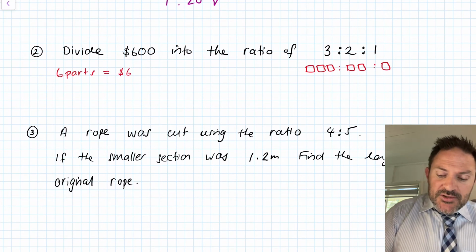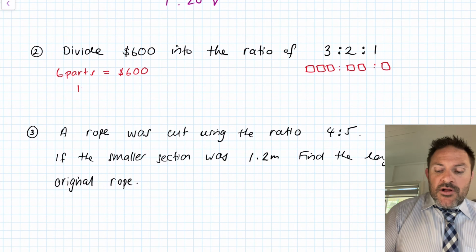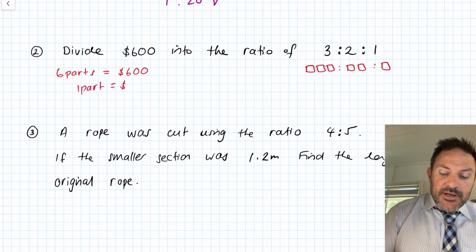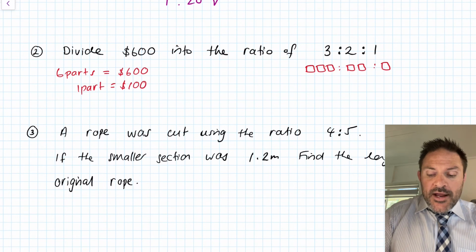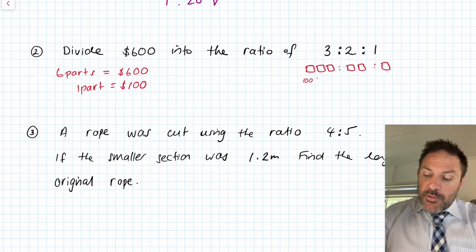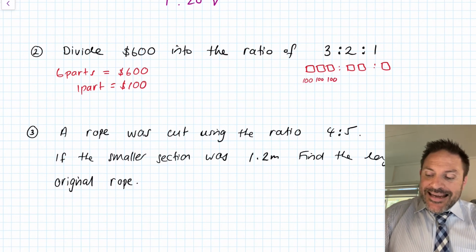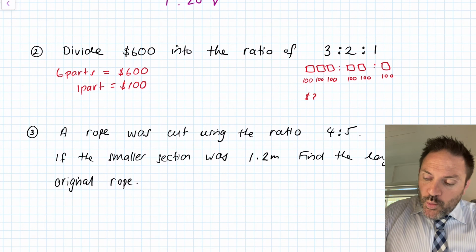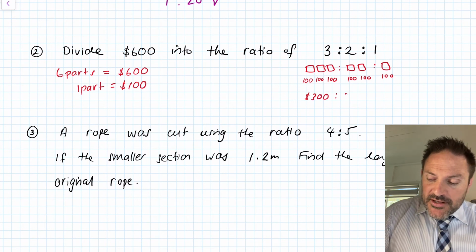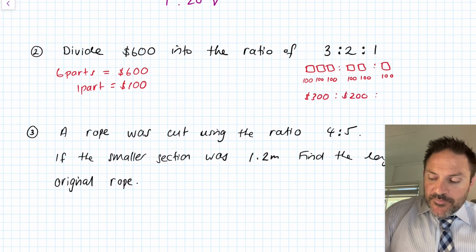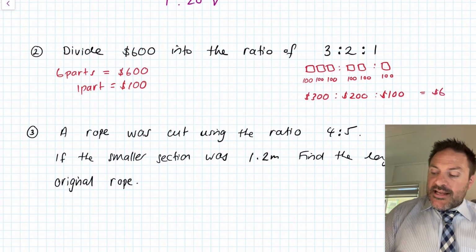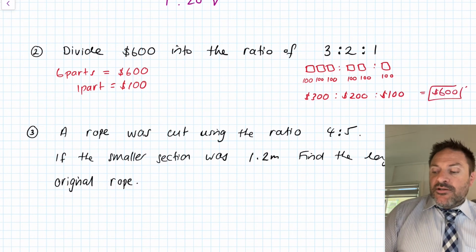And 6 parts or 6 shares is equal to $600, which means that 1 part or 1 share would simply be $600 divided by 6, $100, which means that you'd be putting $100 in each of those boxes. And that makes sense because if I add those up, we get $300, $200, $100. And if I add them all up, of course, that makes my $600.